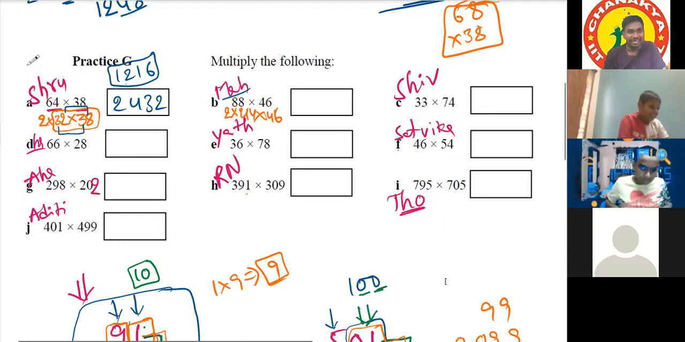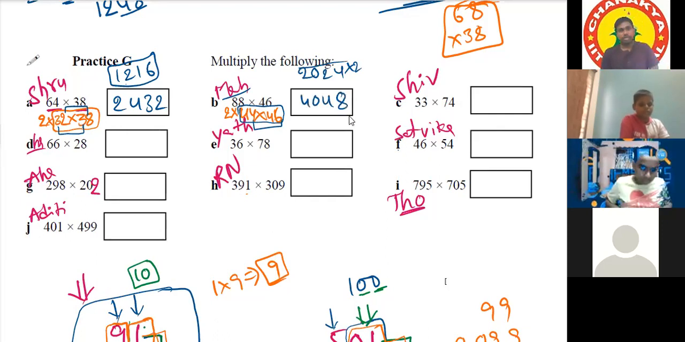Sir, then first we'll multiply 44 multiplied by 46. Which is, sir, 4's successor is 5. 4 multiplied by 5 is 20. Then 6 multiplied by 4 is 24. Now we need to double it. So we'll get 4048. Very good. Correct.